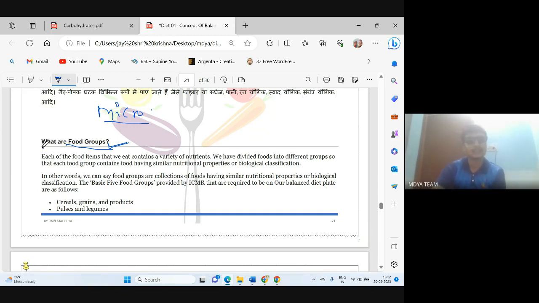You all are studying, you all will study what carbohydrates, fats, and proteins are. But those people who don't study can't make a balanced diet on the basis of knowledge of carbohydrate and protein. They don't have that knowledge. So what ICMR has done is make five food groups.